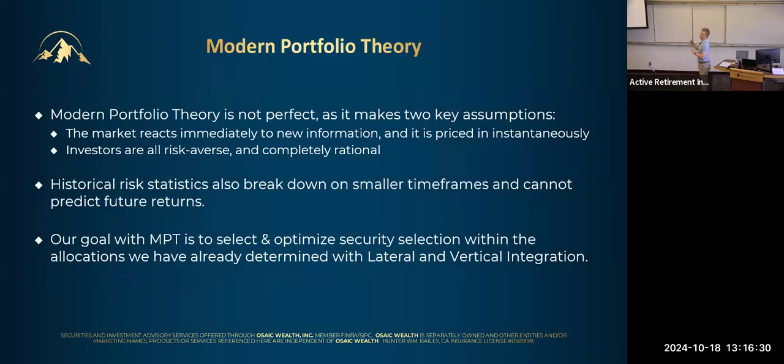So modern portfolio theory is not perfect by any stretch of the imagination. It's not going to make predictions for you because it makes two key assumptions. There's two things that it just assumes across the board are going to happen 100% of the time. One, that the stock market reacts instantly to new information. The moment it drops, it's priced in. There's no way that you can catch that. There's no lag, nothing. And two, that all investors are risk averse, so they're not looking to take extra risks, and they're completely rational. I'm sure you know a few non-rational investors. Maybe you've been one yourself.